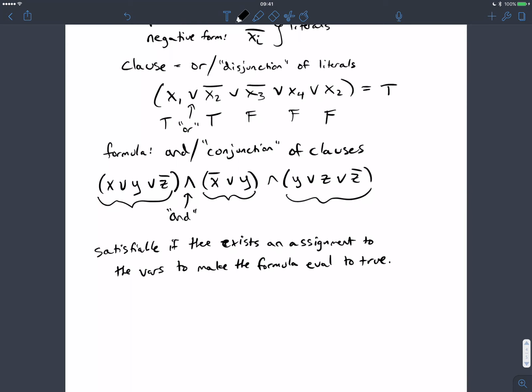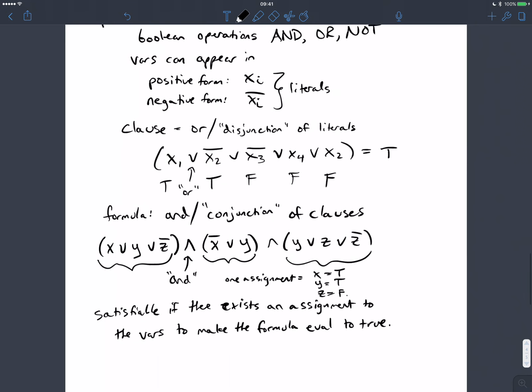So one assignment is x can be either true, let's make it true, it doesn't matter actually. y to be true and z to be false. And so now since we found an assignment to make the formula true, we say the formula is satisfiable.